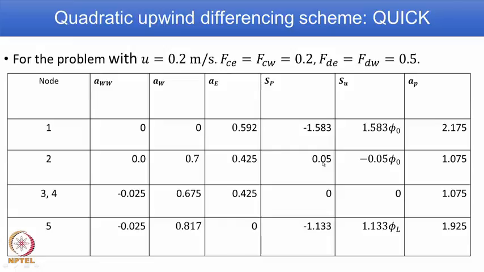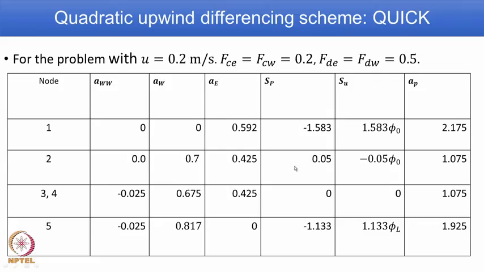And for node 2, which is next to the boundary, there will again be a west of west, because in this problem the flow is from left to right. When you write down for node 2, then the QUICK formula will have AP, AW and AWW. AWW, which is west of west, in this problem happens to be the boundary condition phase. So that will also appear as a source term, and that is what is shown here as SP and SU.